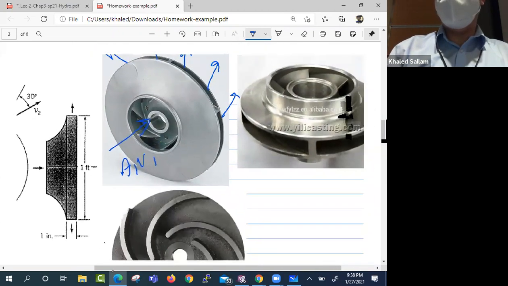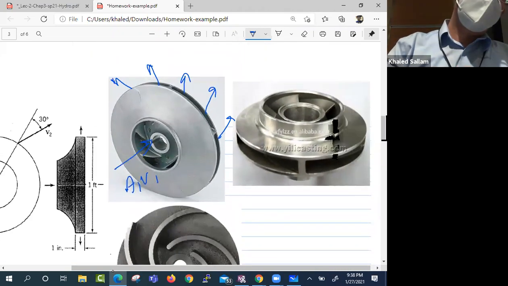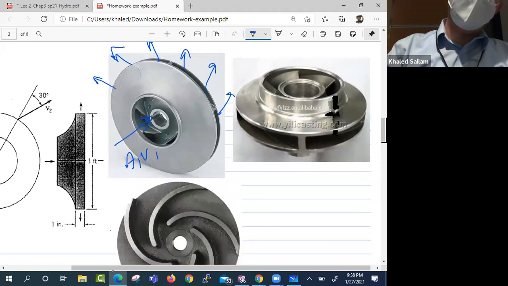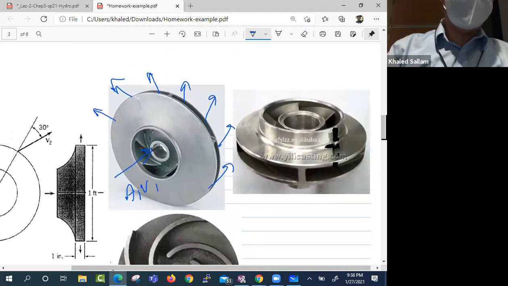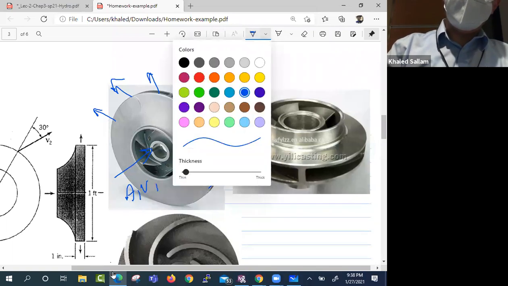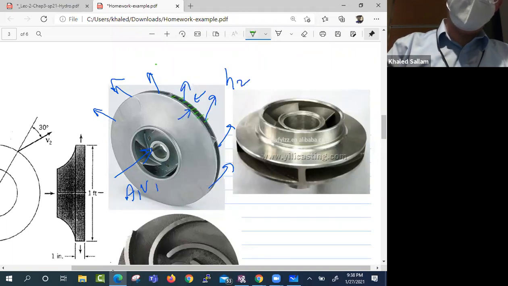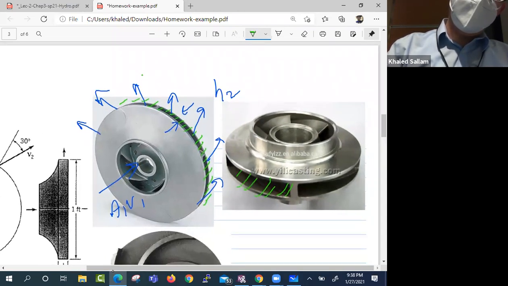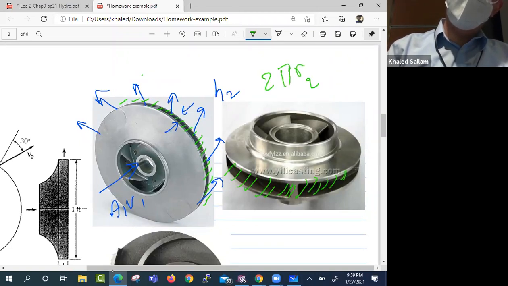Is that an axial machine or radial machine? Help, axial or radial, guys? Radial machine, excellent. And this is the H2. And if you are after the area 2, what's the area 2? It's this strip, right? Or in this case, it's this guy. This is all the area 2 of the radial machine. So 2 pi R2 H2.